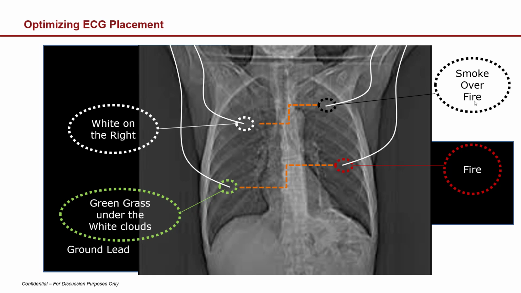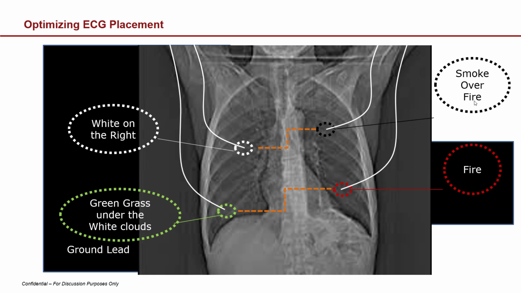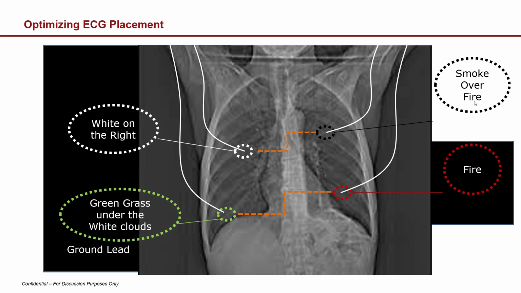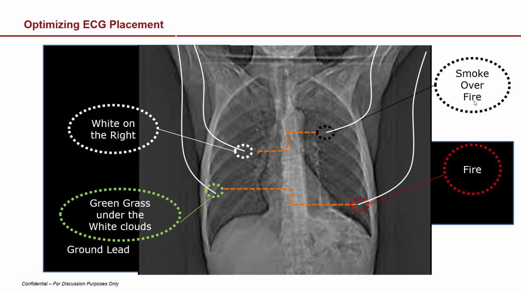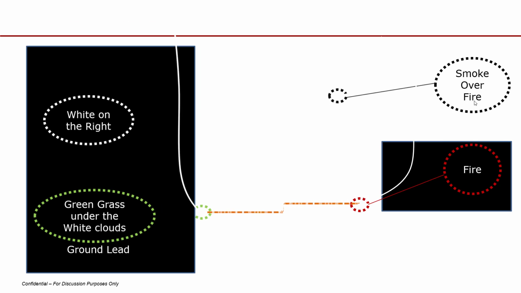Now, you might have to play with this a bit. So this is a good way to set up your leads. Here's another good way to set up your leads, just moving it around, triangulating the heart to get as much signal as you can. If you have an issue with a setup like this, then you can adjust it.